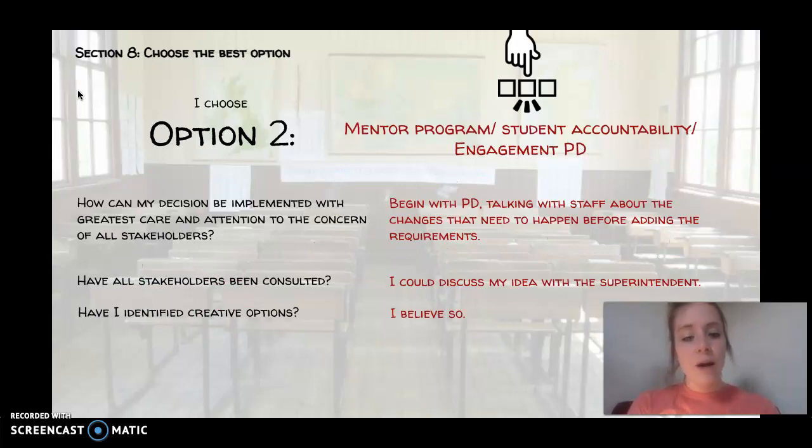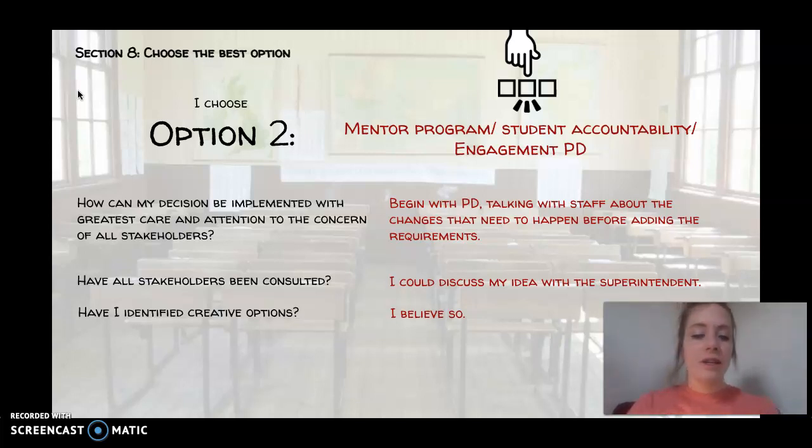So to choose the best option, in my opinion, I chose option 2, the mentor program, student accountability, engagement, professional development. How can my decision be implemented with the greatest care and attention to the concern of all stakeholders? Well, I would begin with PD, talking to staff about the changes that need to happen before actually adding the requirements. So talking with the teachers, kind of getting them on board before just telling them that they have to do something like this. Have all stakeholders been consulted?